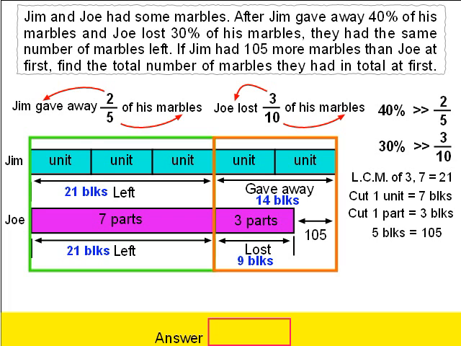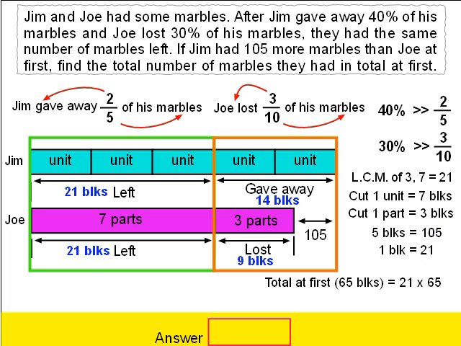You take 105 divided by 5, you get 1 block. So 1 block is 21 marbles. And the question asks to find the total number of marbles they had in total at first. So the total at first, we have 21 plus 14 plus 21 plus 9 blocks. So the total is 65 blocks. So we take 21 multiplied by 65, because each block is 21.